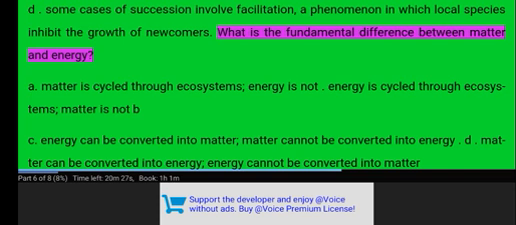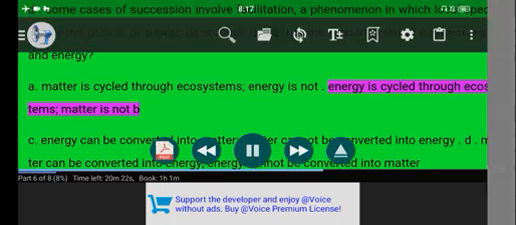What is the fundamental difference between matter and energy? A. Matter is cycled through ecosystems, energy is not. B. Energy is cycled through ecosystems.